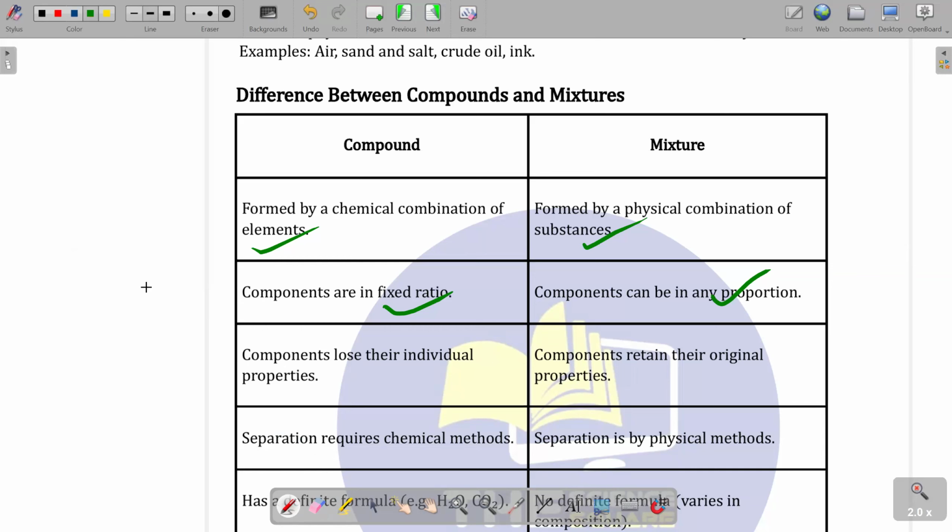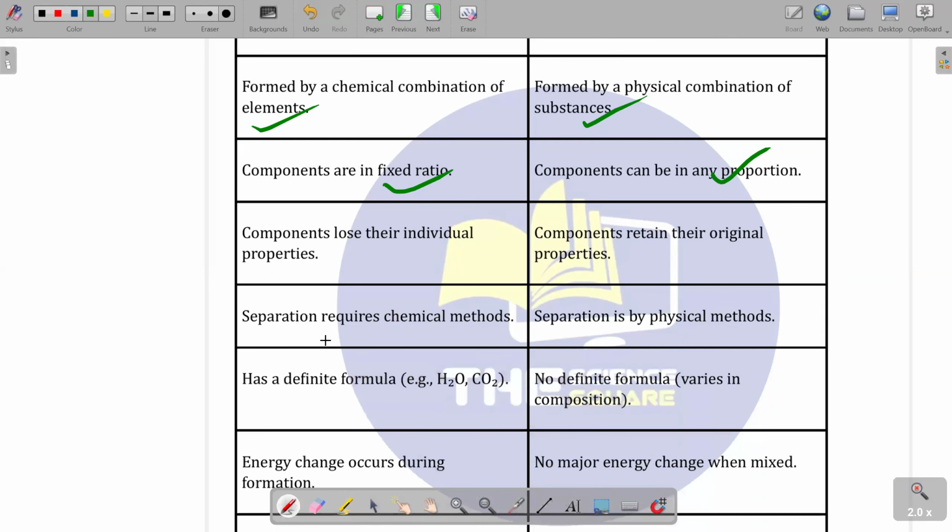Yes, when an element combines chemically with another element, the behavior of that element within the new substance is different from its original property before the combination. Unlike in mixtures, where each of the elements may still retain their original properties. Separation of these elements definitely requires a chemical method, whereas for mixtures, it requires only physical methods to separate them. And we have sort of said it, compounds generally have a definite formula. Mixtures do not have a definite formula.